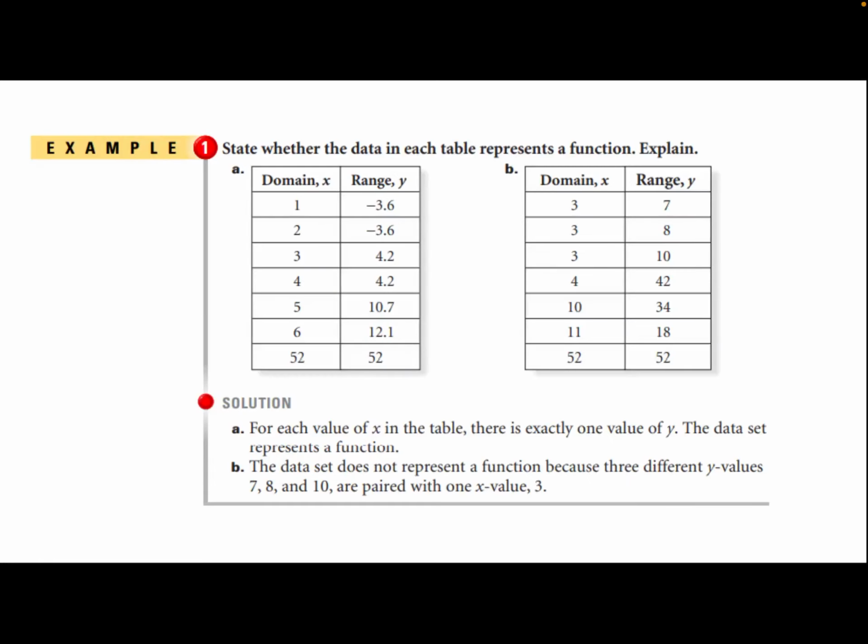So moving on to our first example, state whether the data in each table represents a function and explain. So for A, you can see that there is exactly only one value of y for each x value in the table. Therefore, the data set represents a function. However, in B, when x equals 3, there are 3 different y values. Therefore, the data set does not represent a function.